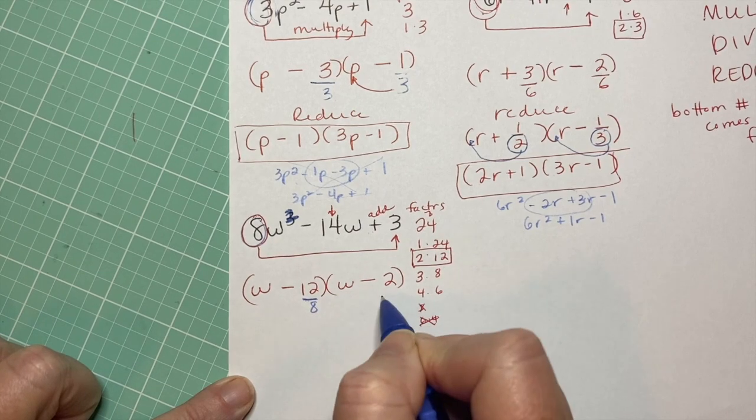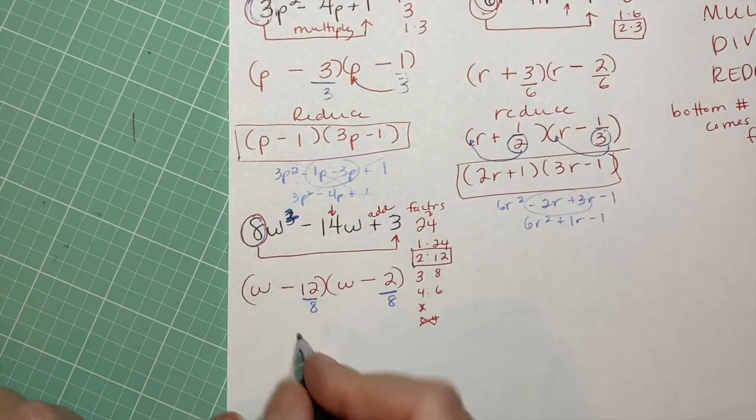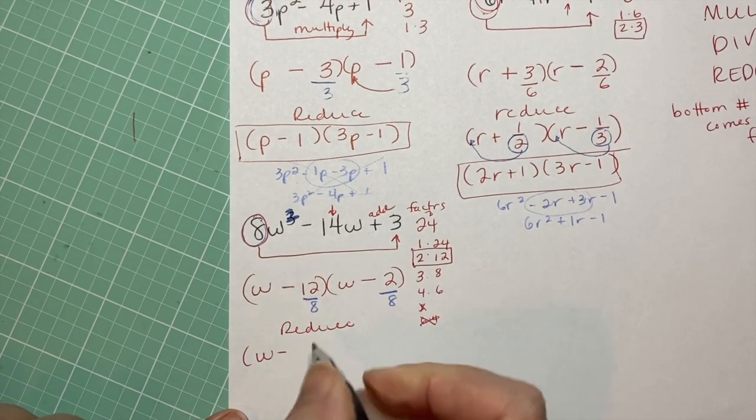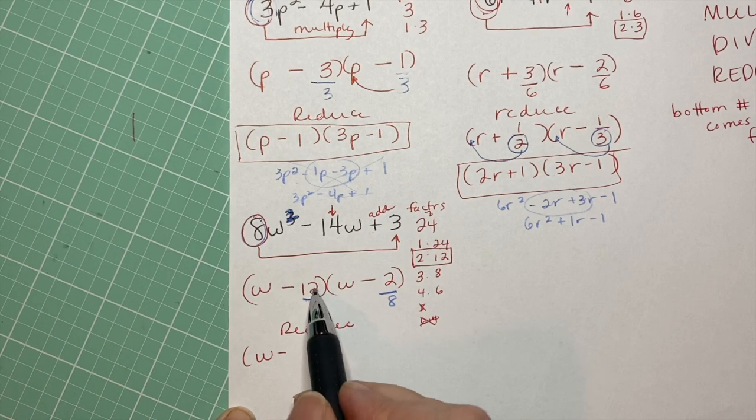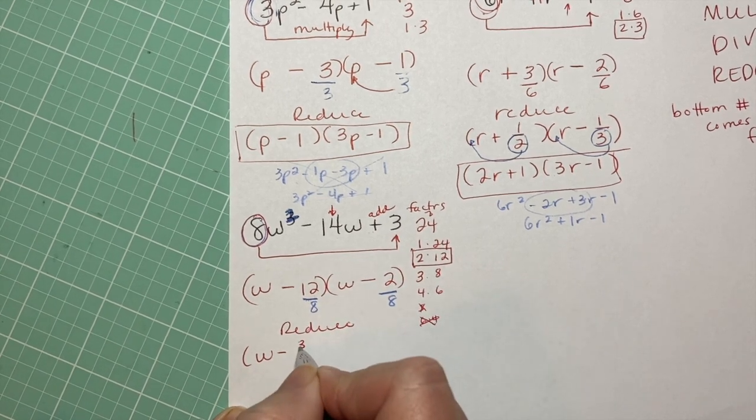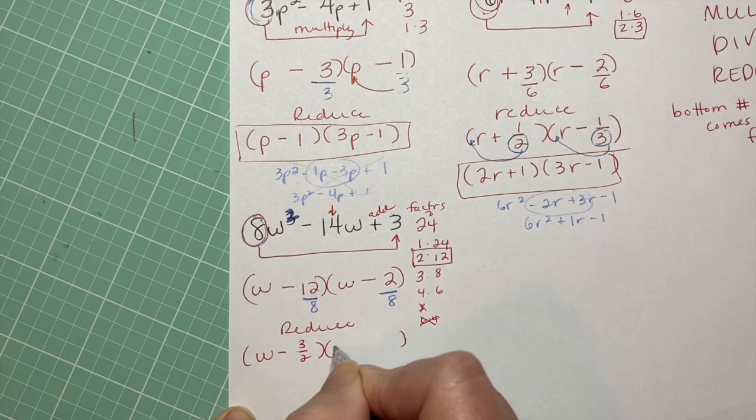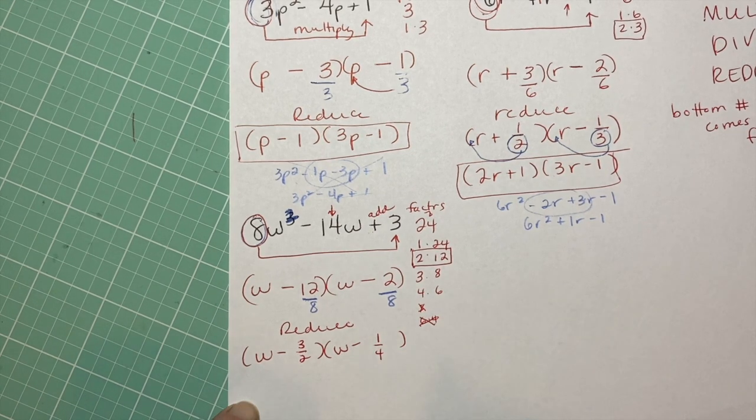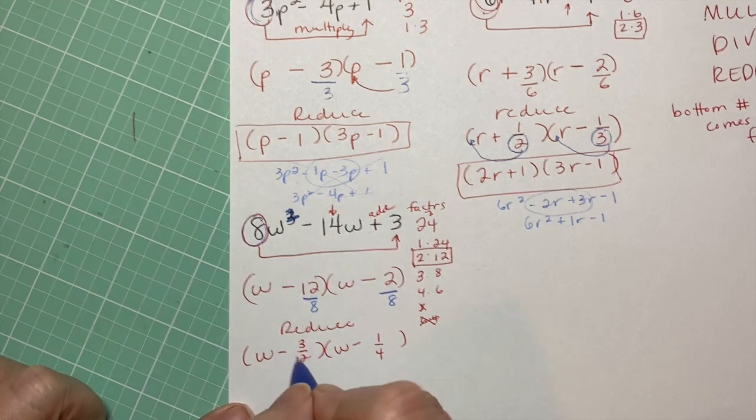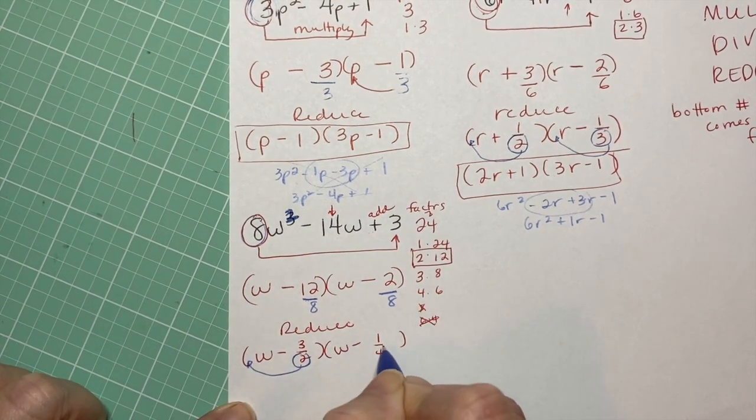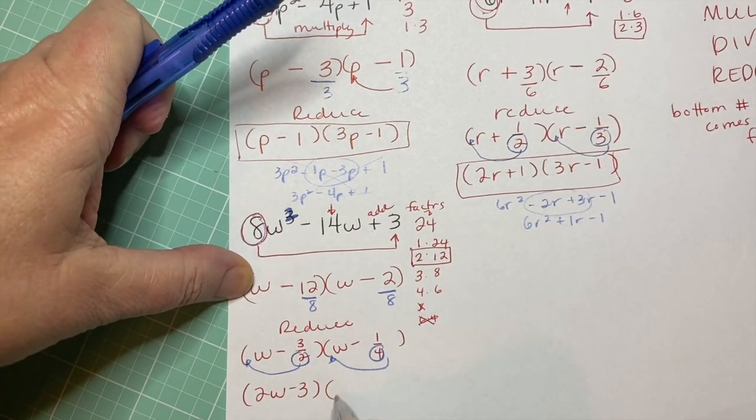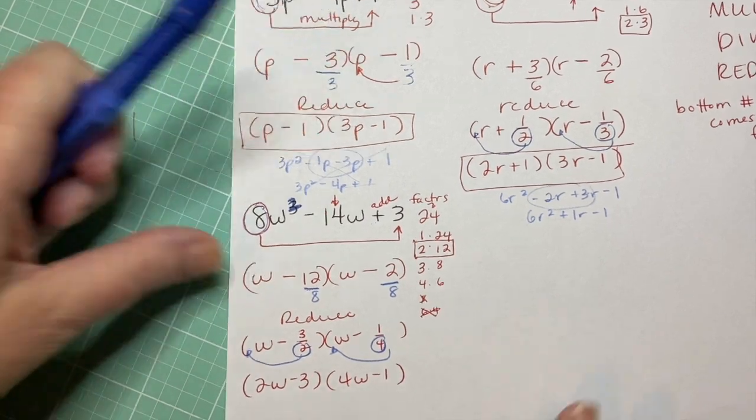We have to divide by 8 and then reduce those fractions. So the first one, bring down the W minus, 12/8, 4 would go into both of those, leaving a 3/2. And on the second one, 2/8, 2 would go into both of those, leaving a 1/4. And then that bottom number comes to the front. So the 2 is going to move up here, and the 4 is going to move up there. And so this becomes a 2W minus 3 and a 4W minus 1.